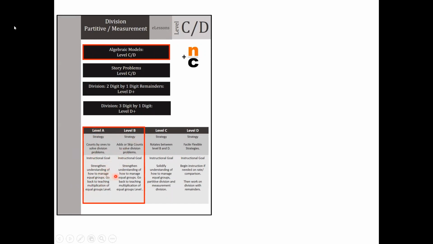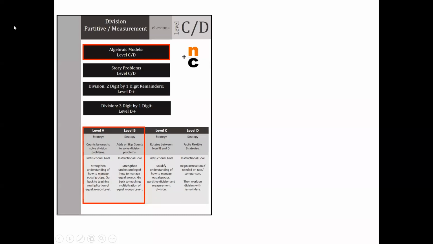So if they're level A or B, you don't try to do division with them, you actually go back and work on multiplication of equal groups, if that makes sense. Because remember, when you get to level D in multiplication equal groups, that's where the division connection starts, and that's what they need to have. So level A and B, you go back to it.